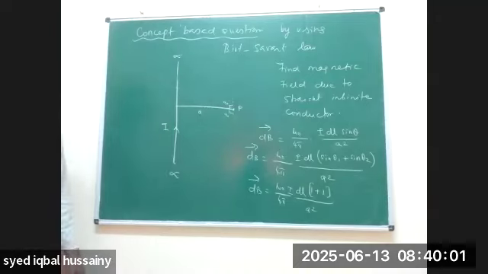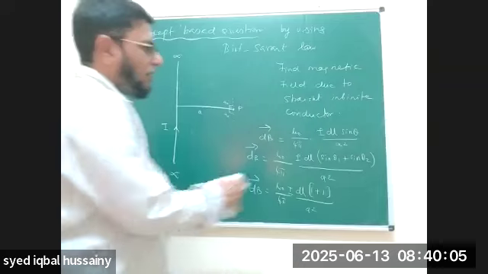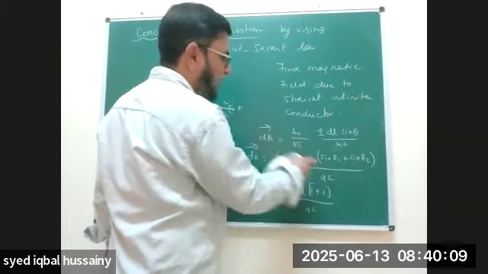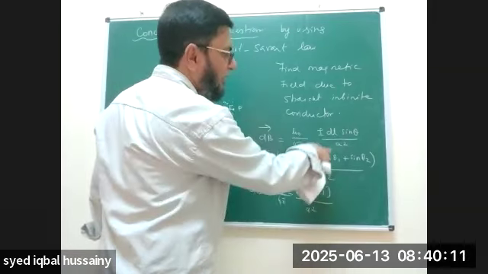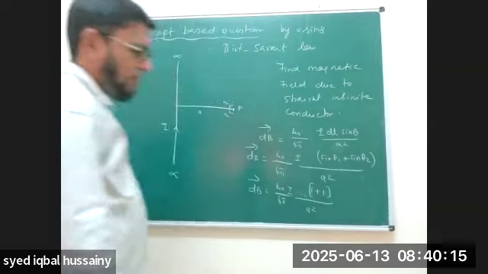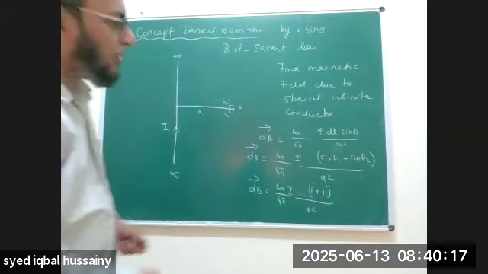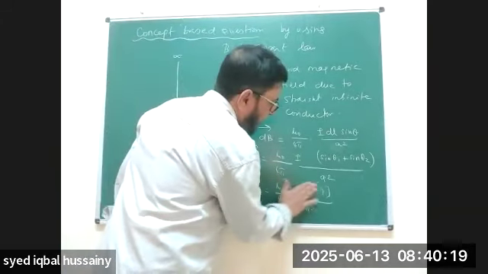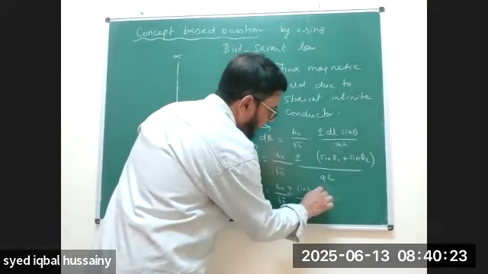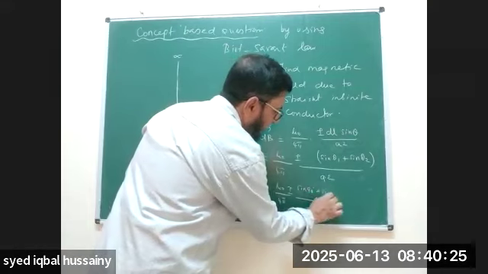Is the copying done? This is not needed, sir. dl only I have taken as dl, and the angle between dl and r I have taken as sin theta. Here we write dl sin 90. If you want, you can write more steps here. Sin 90 plus sin 90.